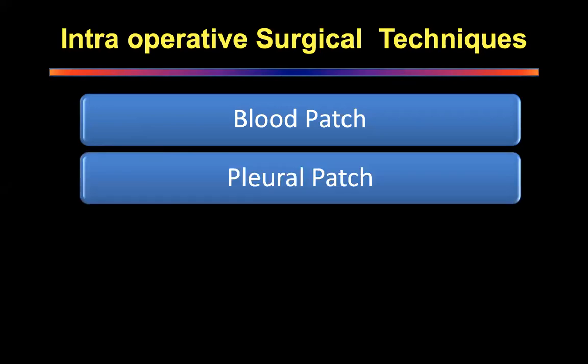Okay, if you have availability of something like a pleural patch, you can locally dissect the pleura and put it on the surface of the lung and get a cover on it.